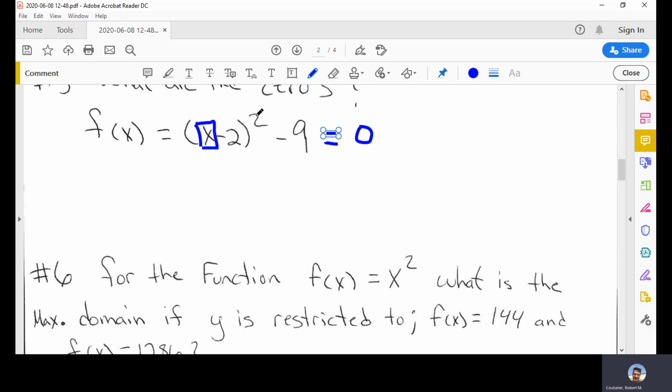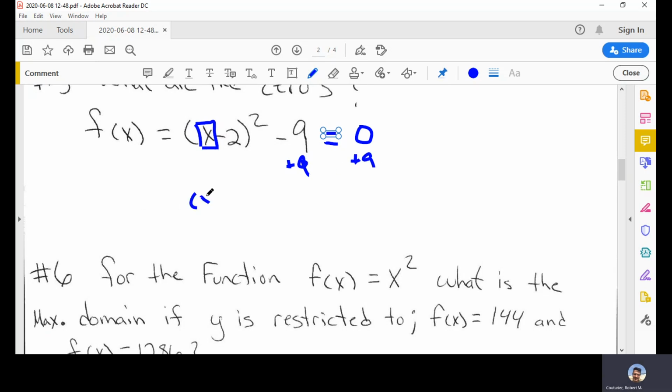Those parentheses are being squared. And we have numbers outside of it all. So we have to solve using the laws of math. We can't mess with this until this is gone. So how do we get rid of a negative 9? We add 9 to both sides.